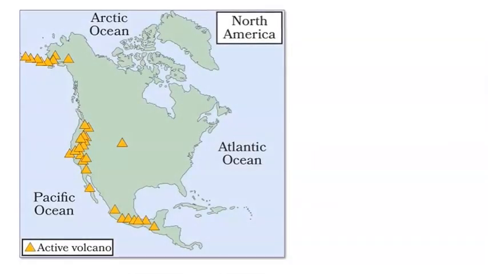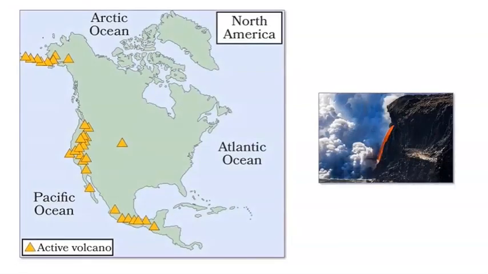This map is a map of active volcanoes. Each volcano is marked by a little triangle. What do you notice about this map? Where do you see volcanoes?